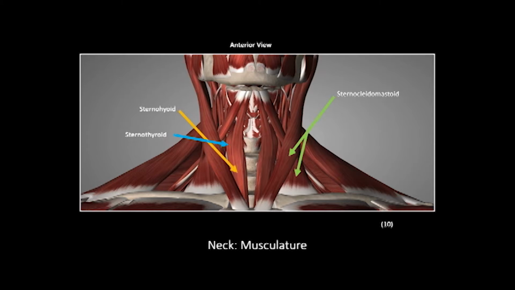Finally, on this slide, we have the sternothyroid muscle. This is attached to the manubrium of the sternum and the thyroid cartilage, which we'll talk about later. They're the same innervation and action as the sternohyoid. It is innervated by part of the cervical plexus and it's involved with depression of the hyoid and larynx.